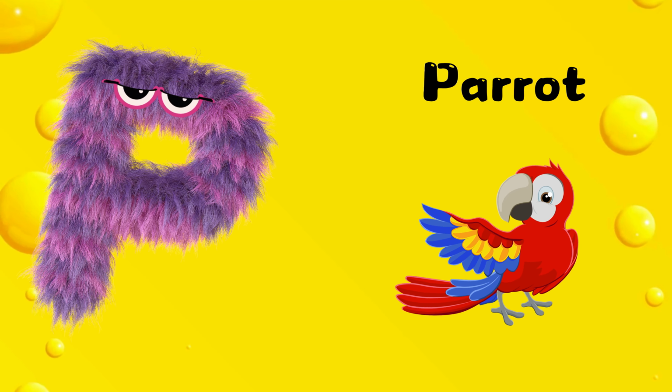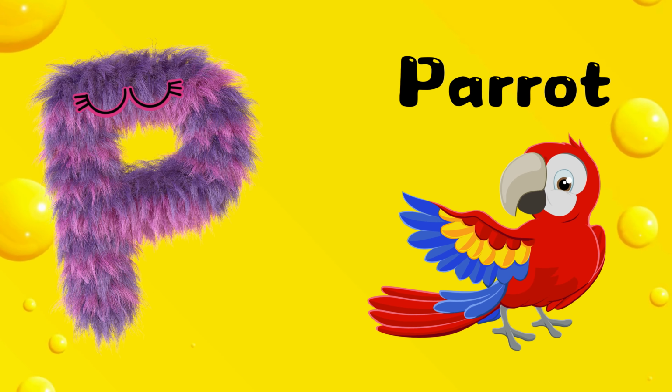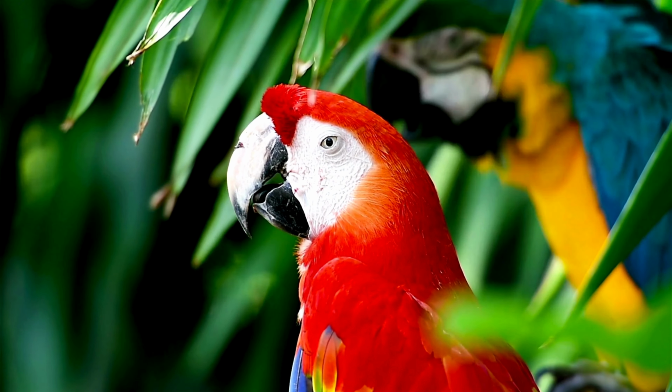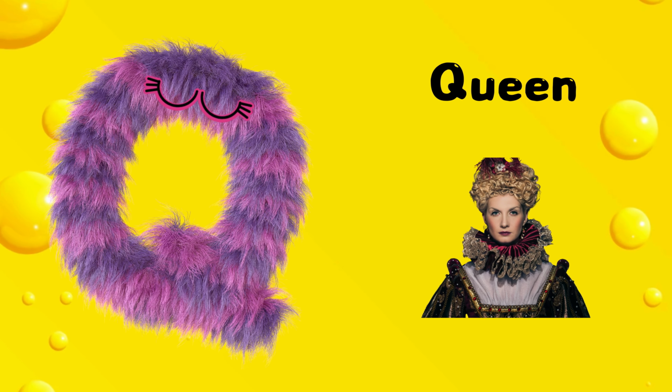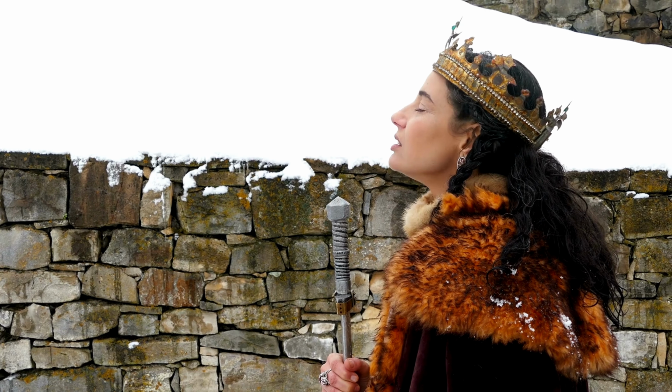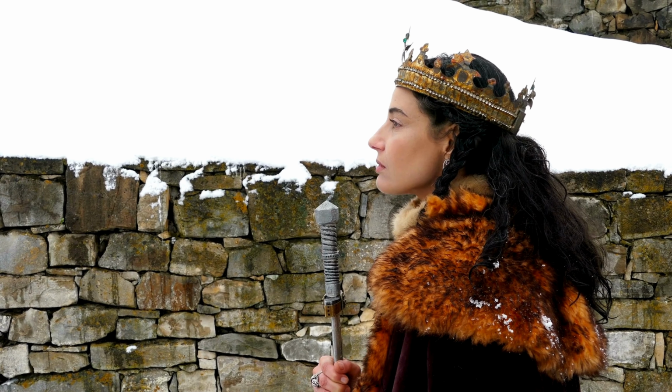P is for parrot, p, p, parrot, p, p, parrot, p, parrot. Q is for queen, q, q, queen, q, q, queen, q, queen.